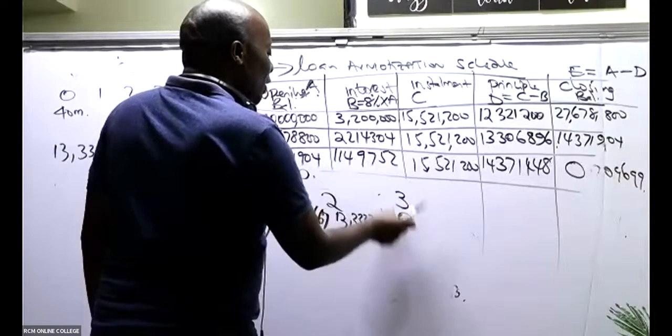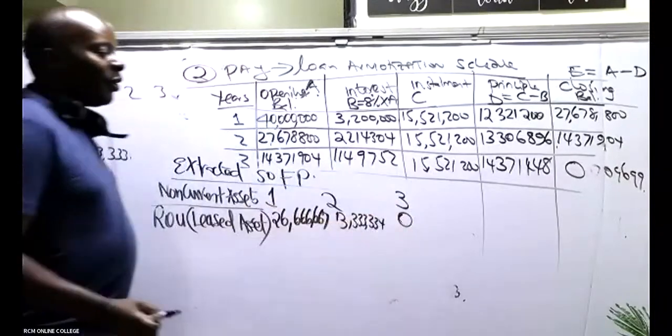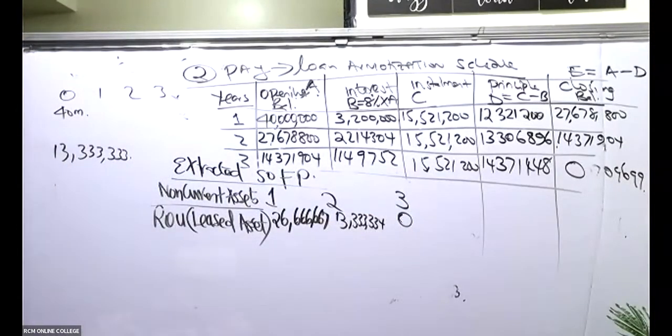This one, even if you're left with 1 shilling, you can't write 1 shilling. We expect the asset to be fully depreciated at the end of the lease life.